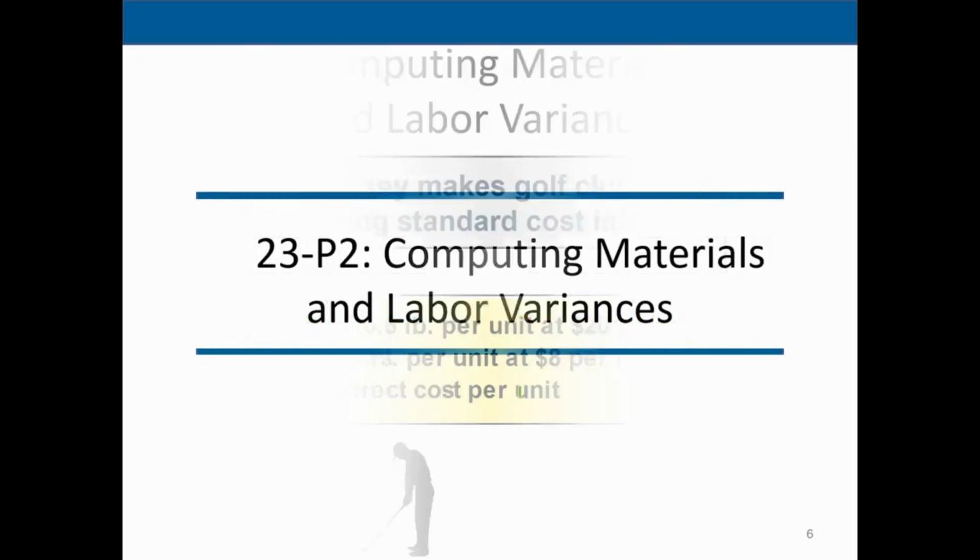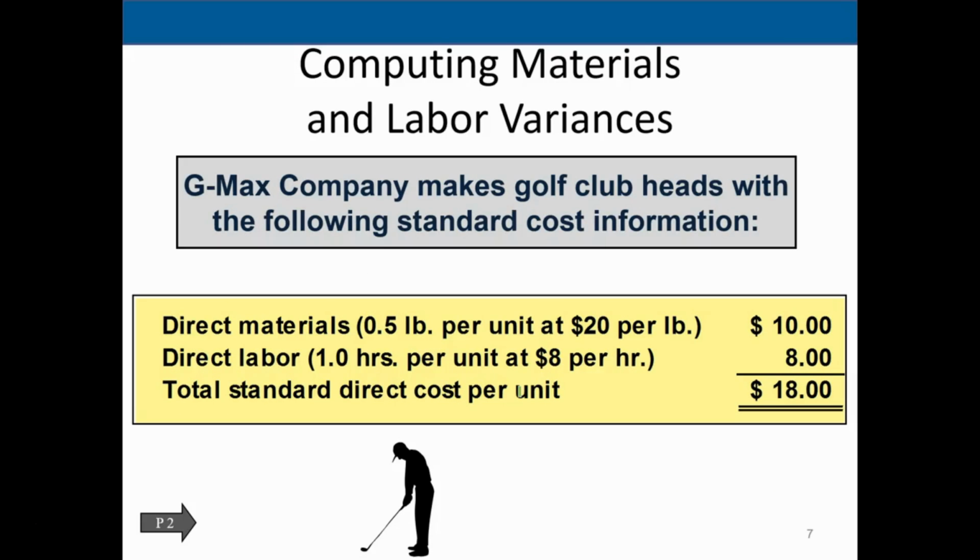So, computing materials and labor variances. So here we go. The company makes golf club heads with the following standard cost information. Direct materials 0.5 pounds per unit at $20 per pound gives us a cost of $10. And the direct labor is going to be 1 hour per unit at $8 per hour, which gives us $8. So the total cost is $18, being the materials and labor.